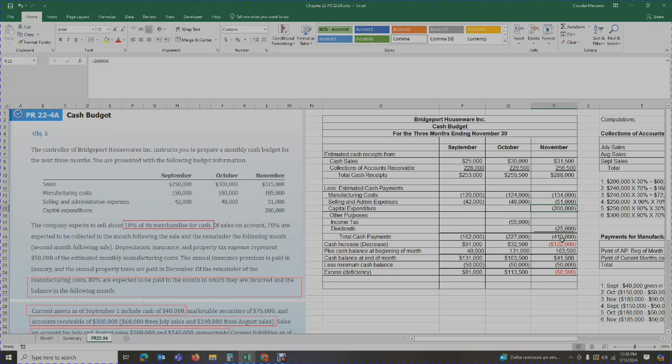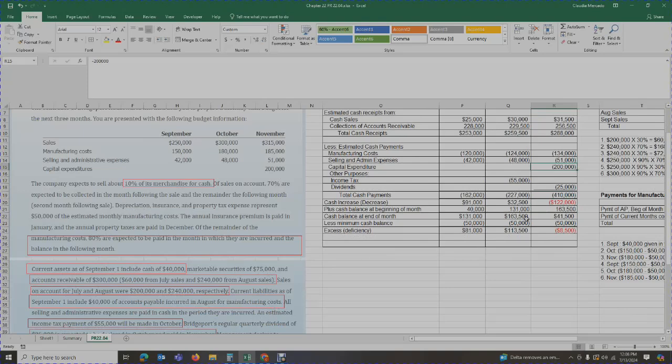Now this situation can be corrected by either borrowing money or by the sale of marketable securities. We do have marketable securities of $75,000 in the problem. If we don't want to run into this problem where we're below the minimum cash balance required, then we can sell those marketable securities, and that will bring in an additional $75,000 or more, and that will allow us to be back in the positives and meet that minimum cash balance criteria. Or like I said, you can borrow money.